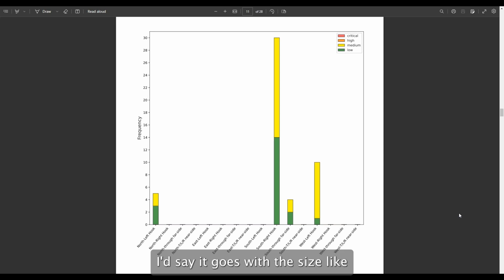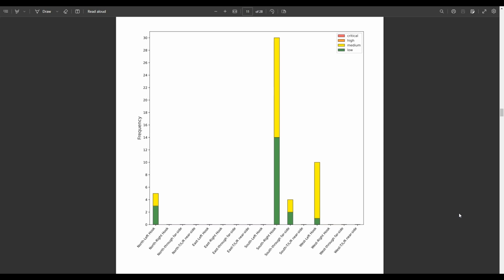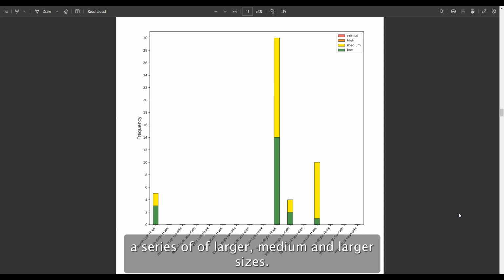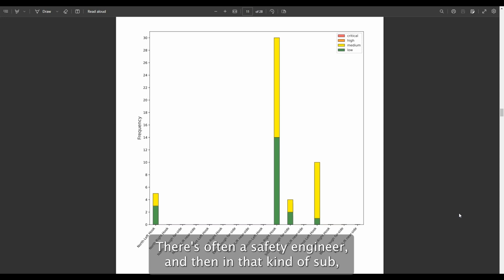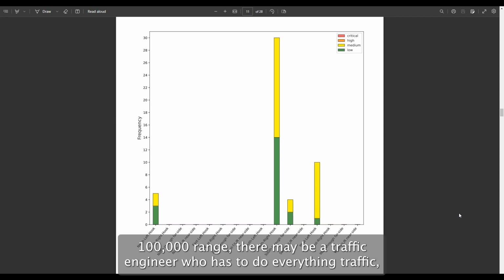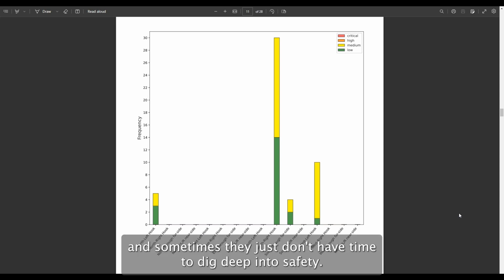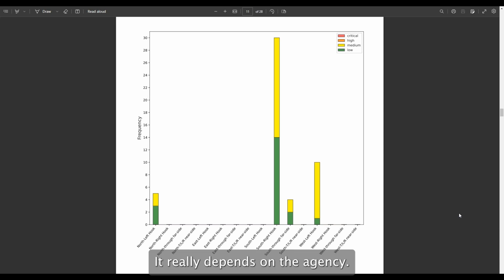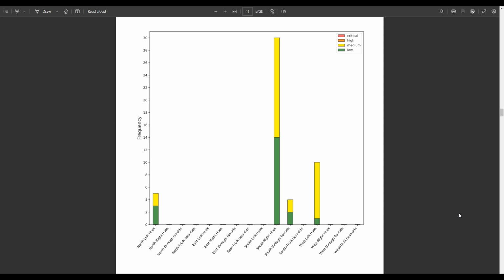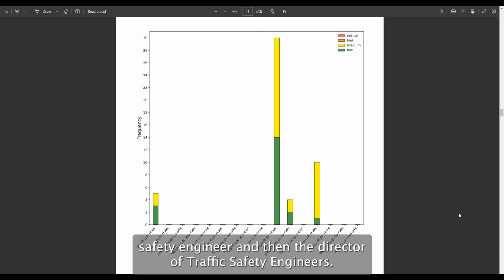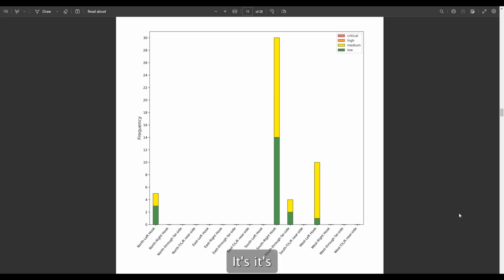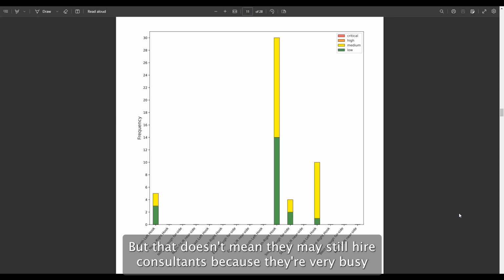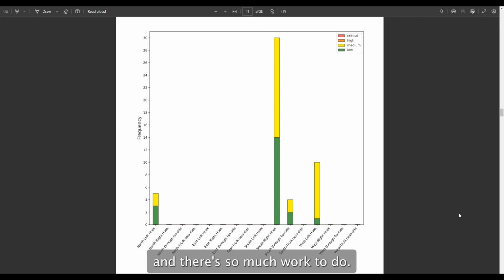I'd say it goes with the size. At cities of medium and larger sizes, there's often a safety engineer, and then in that sub 100,000 range, there may be a traffic engineer who has to do everything traffic, and sometimes they just don't have time to dig deep into safety. It really depends on the agency, but a lot of states have a state traffic safety engineer, and they direct a team of traffic safety engineers. It's a fairly common role, but that doesn't mean they may not still hire consultants because they're very busy, right? And there's so much work to do.